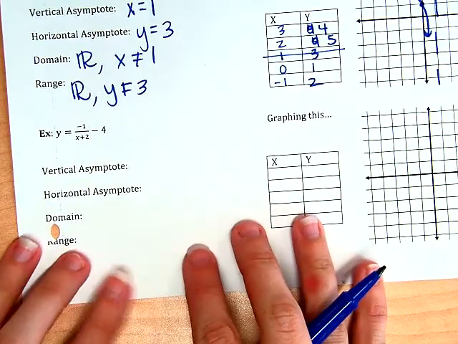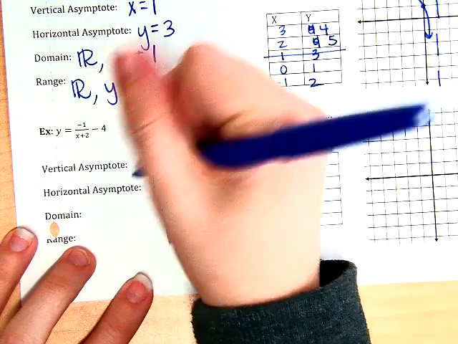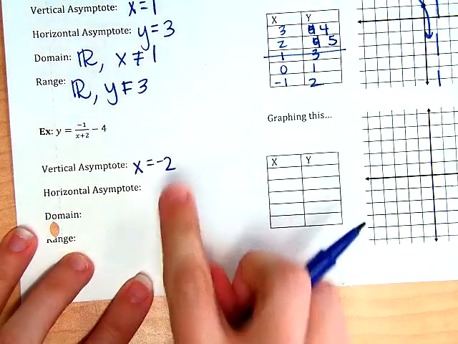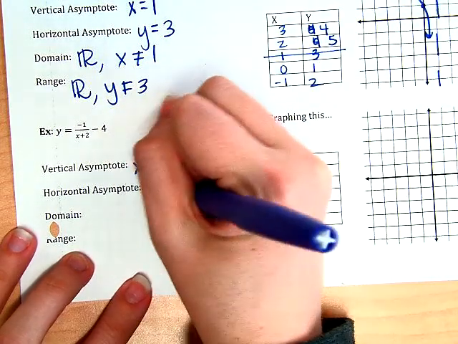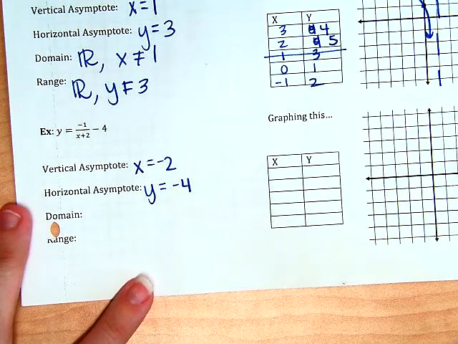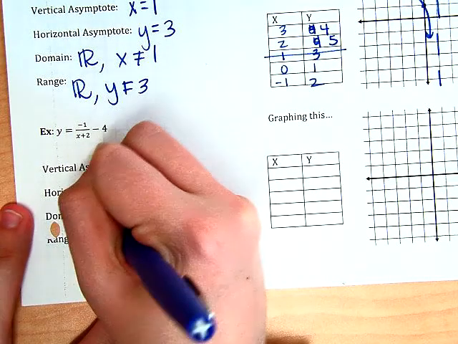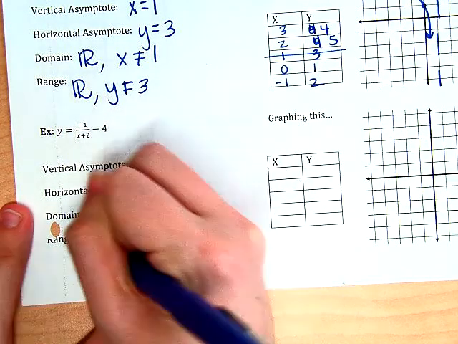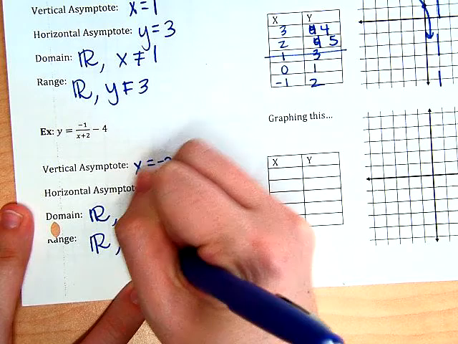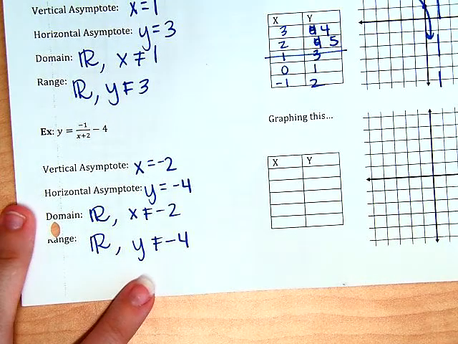Let's do one more. Graphing this thing, vertical asymptote happens at -2 this time. Horizontal asymptote happens at -4. Domain, all real numbers, x cannot be -2. Range, all real numbers, y cannot be -4.